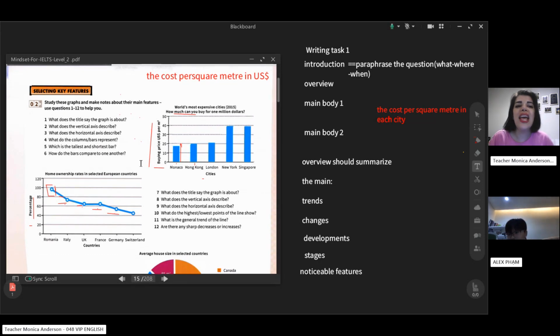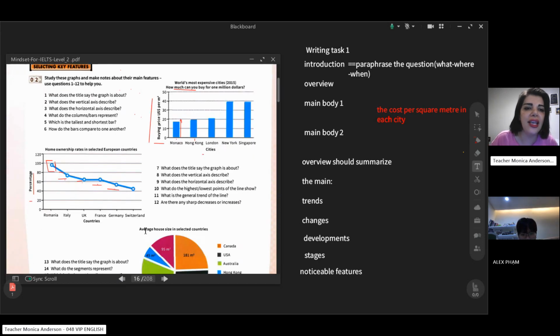Which is the tallest and shortest bar? I think New York and Singapore are about the same. Yes, of course, New York. And the shortest one is Monaco. Yes, of course, very good, very good.